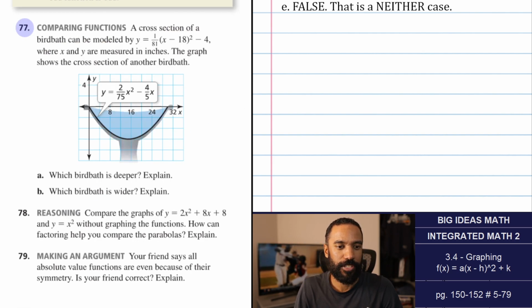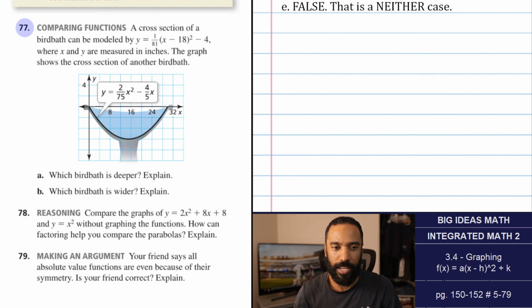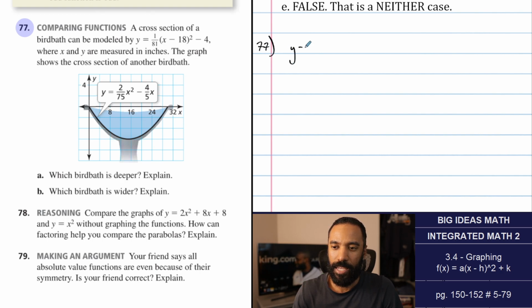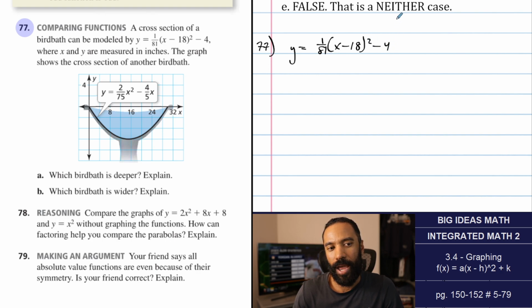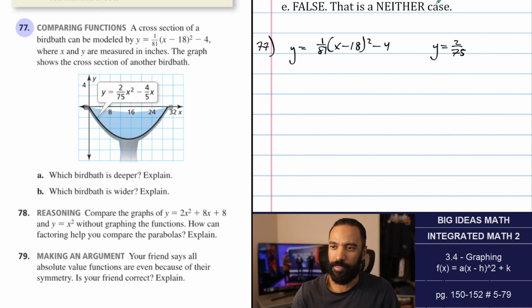77, comparing functions. A cross-section of a bird bath can be modeled by y equals 1 over 81 times x minus 18 quantity squared minus 4, where x and y are measured in inches. The graph shows the cross-section of another bird bath, where we have y equals 2/75 times x squared minus 4/5 x.